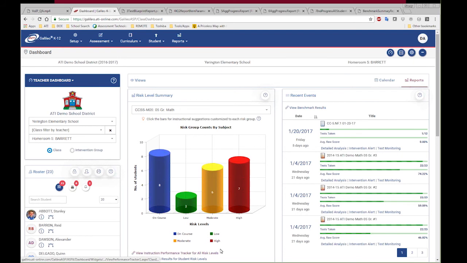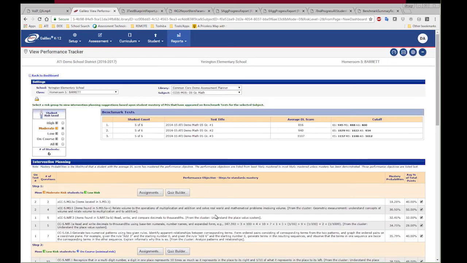You can look at the instruction performance tracker for all risk levels, or if you want to look at a particular group of students at a risk level, I'm going to click on the moderate risk level. You can see that by clicking on that bar, it's going to pull up a report that looks similar to the intervention alert, because you have the standards and you can schedule assignments or quizzes for these students to work with. And there were 6 students here. And again, it lists all 3 tests, and you can see the cut scores.